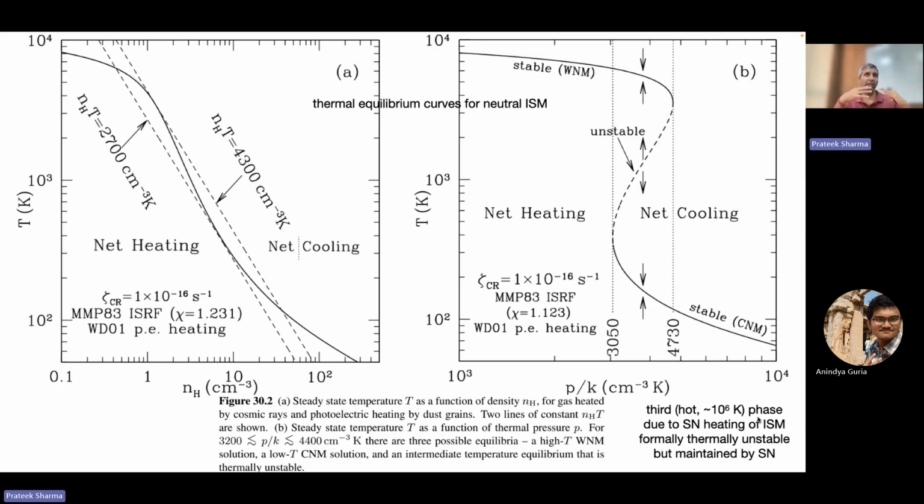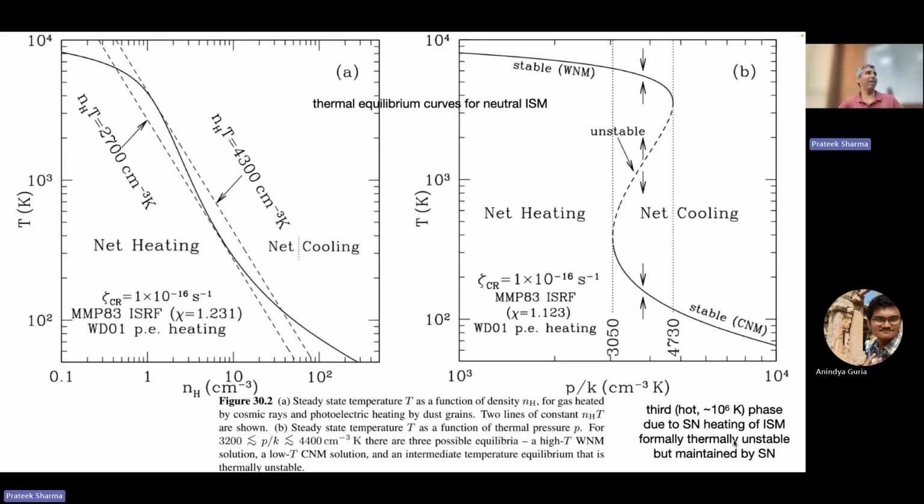Supernovae launch these strong blast waves, and it raises the temperature of the gas which is encountered by the supernovae. Formally, that phase is thermally unstable. And if you perturb it, it has a tendency to run away.